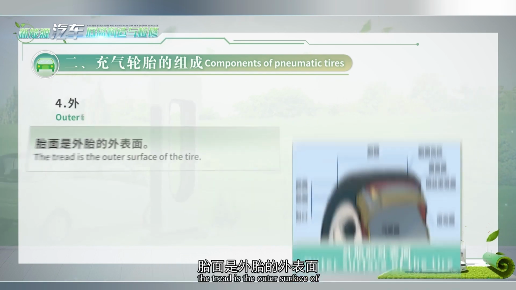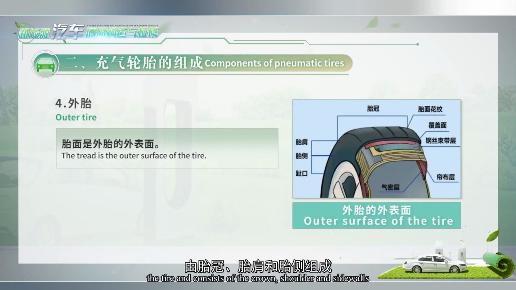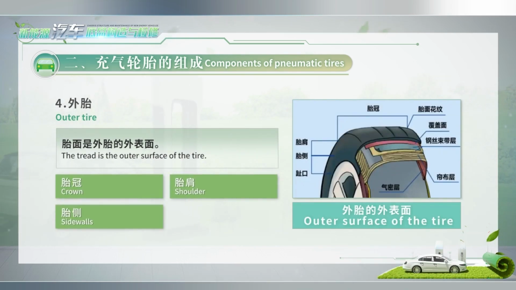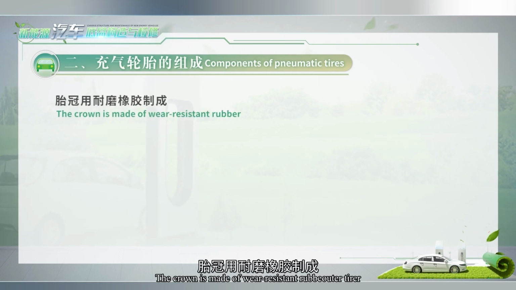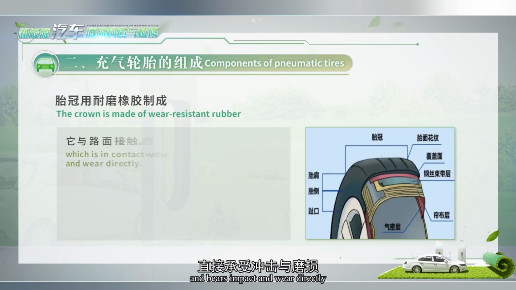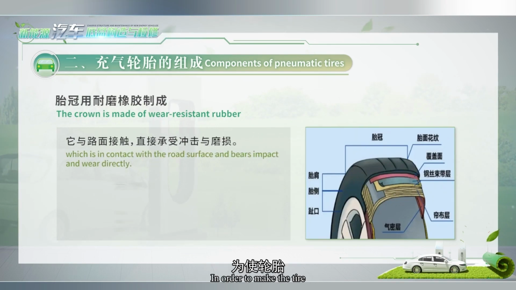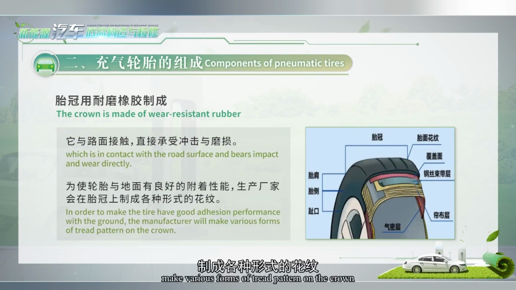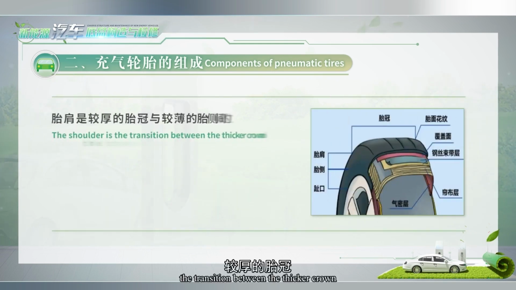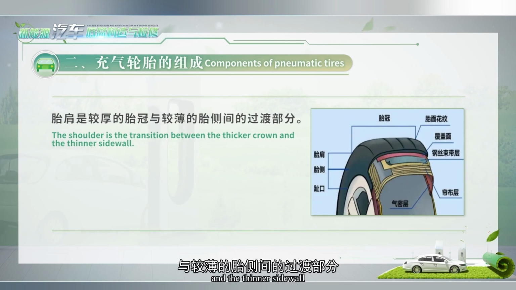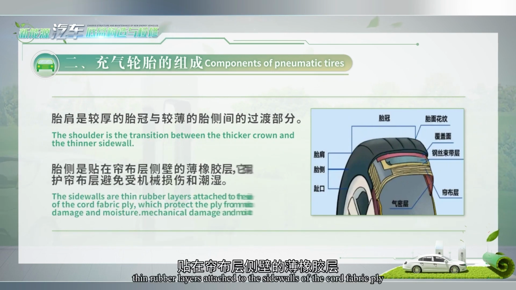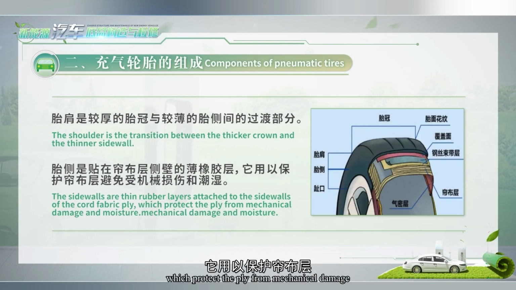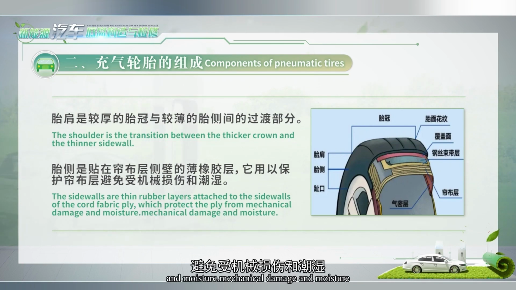The tread is the outer surface of the tire and consists of the crown, shoulder, and side walls. The crown is made of wear-resistant rubber, which is in contact with the road surface and bears impact and wear directly. In order to make the tire have good adhesion performance with the ground, the manufacturer will make various forms of tread pattern on the crown. The shoulder is the transition between the thicker crown and the thinner sidewall. The sidewalls are thin rubber layers attached to the sidewalls of the cord fabric plate, which protect the plate from mechanical damage and moisture.